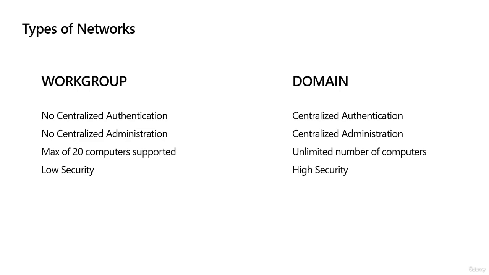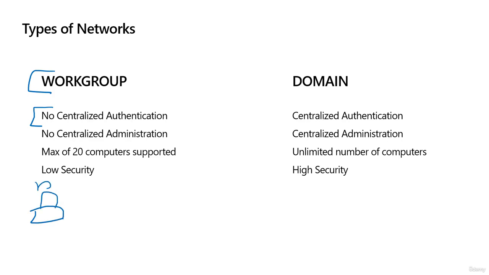In Microsoft, we have two types of logical networks. The first I want to talk about is a workgroup. A workgroup has no centralized authentication. This is the type of network that you would use at home. If you have a desktop and a laptop, or you have a spouse, your kids, they have their own computers, they all connect to your home network, that's going to be a workgroup type network.